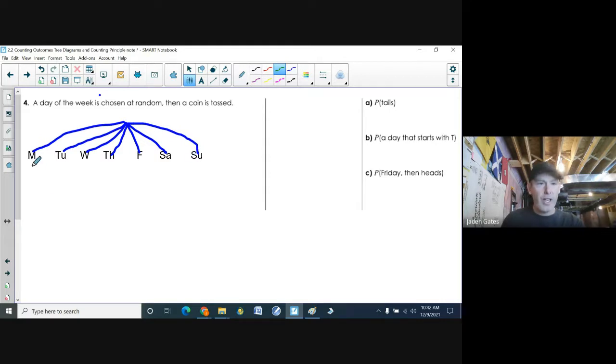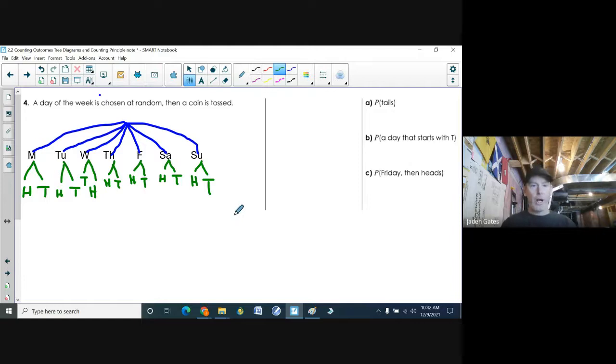But then within each day, we toss a coin. So you could have a heads, tails for each day. Heads, tails, heads. Whoops, tails. Trying to slide those in there. It's getting a little bunched up. Heads, tails. Again, for each day, it's a big tree here, a lot of branches, heads and tails for each of these days. Heads, tails, and Sunday is heads, and we've got a tails. All right, so quite a bit of branches there.